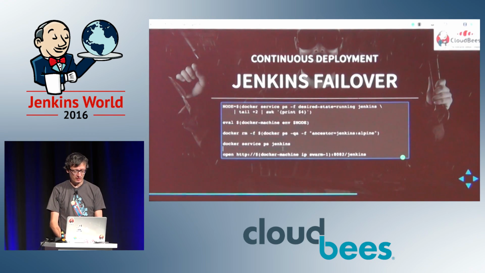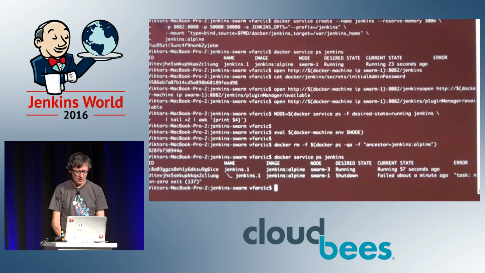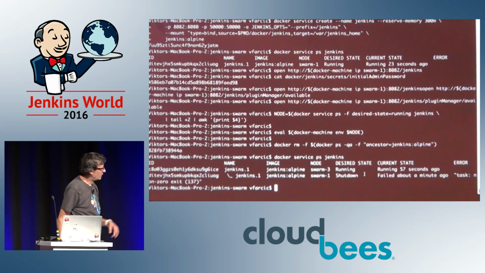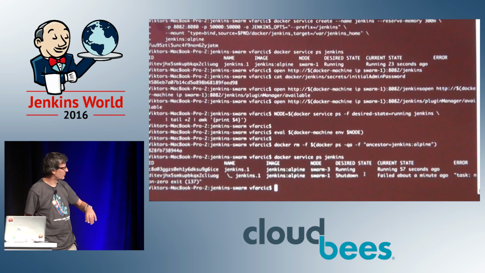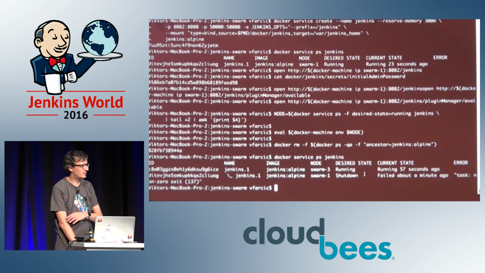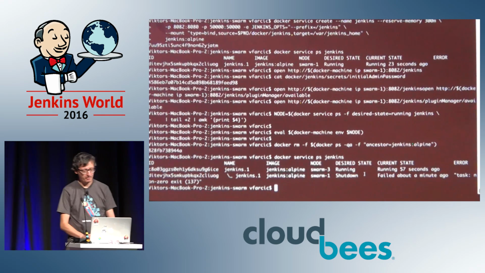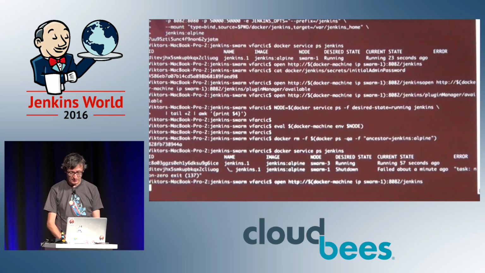So if I look now, if I remember correctly, Jenkins was running on Swarm 1, on Node 1. Now it's running on Swarm 3. And you can see that the instance on Swarm 1 is in a shutdown state. It failed a minute ago. And now, 57 seconds, 3 seconds later, it started running somewhere else, right? And if you don't believe me that it's running, let's start Jenkins and confirm.